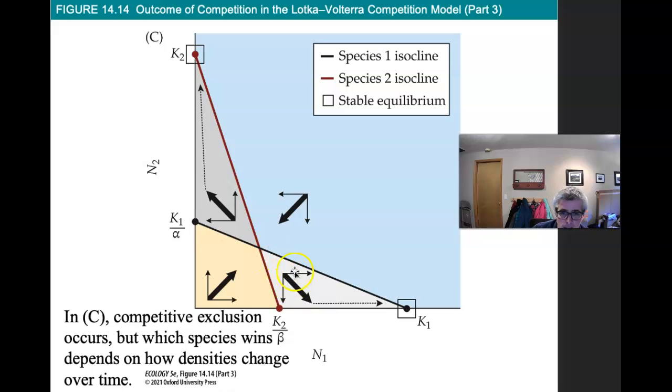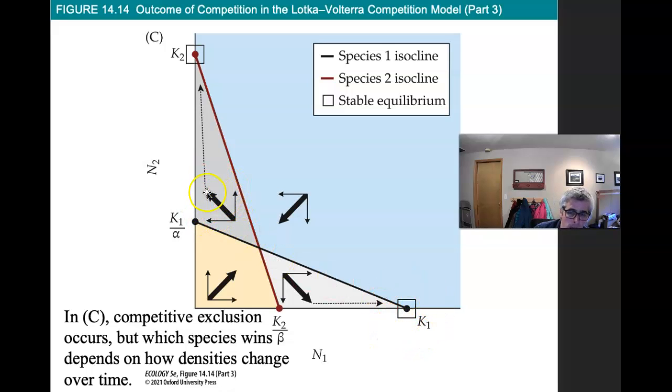So you can think of that as above the isocline for species 2. So there's too many species 2, not enough species 1. Then species 2 declines, species 1 increases, resulting in a stabilization at K1. So we'd have competitive exclusion in this example.